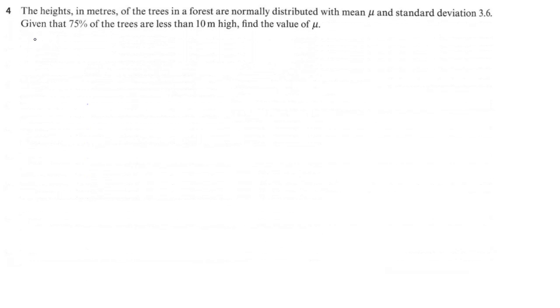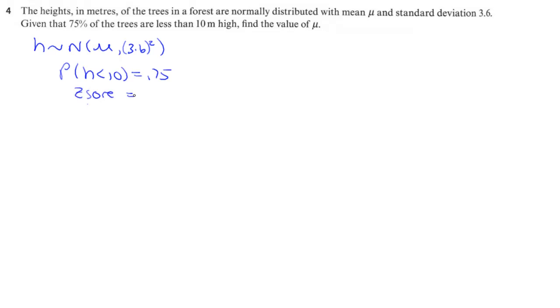In number 4, we've got these trees, and their heights are normally distributed. We don't know the mean, but we do know the standard deviation is 3.6. They tell us that 75% of the trees are less than 10 meters high, so the probability the height is less than 10 is equal to 0.75. We can take each one of these and turn them into a z-score, 10 minus mu over 3.6, and then the z-score for the 0.75.